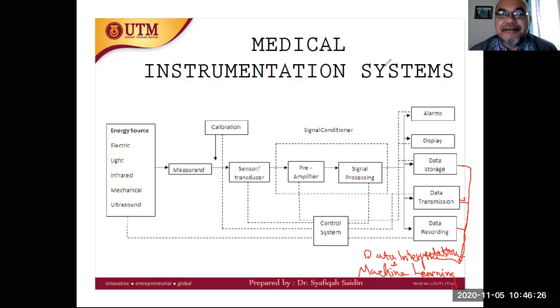Previously it was just an optional subject, but now we make it a compulsory optional subject. Because you need to be ready for this. You need to be ready, even though we cannot teach you all aspects of machine learning or data interpretation. At least you are introduced to some aspects of it.